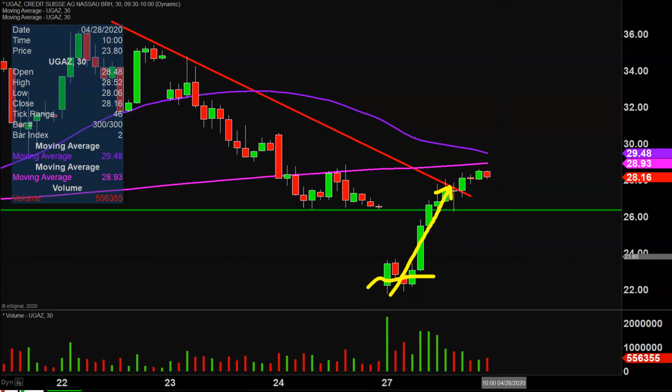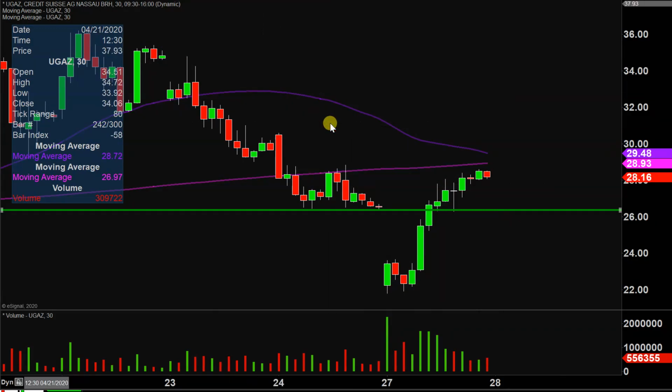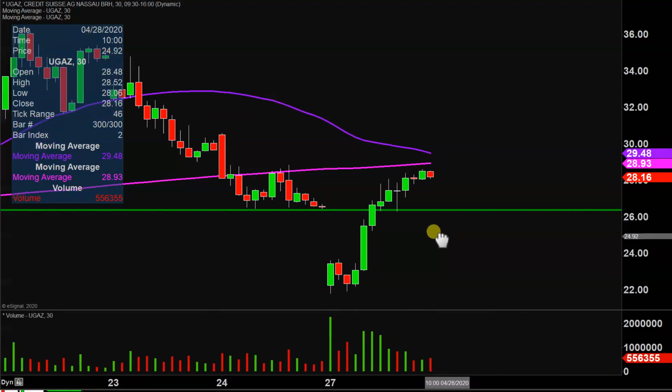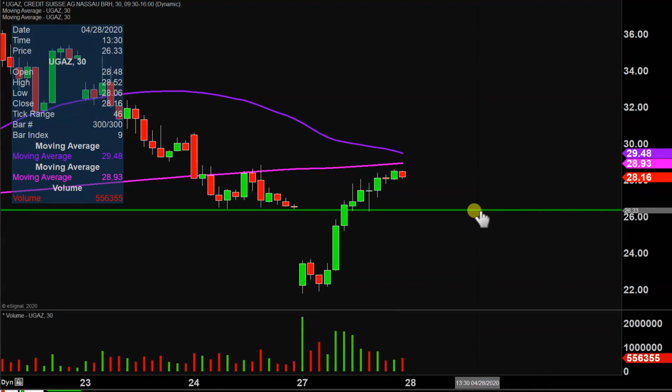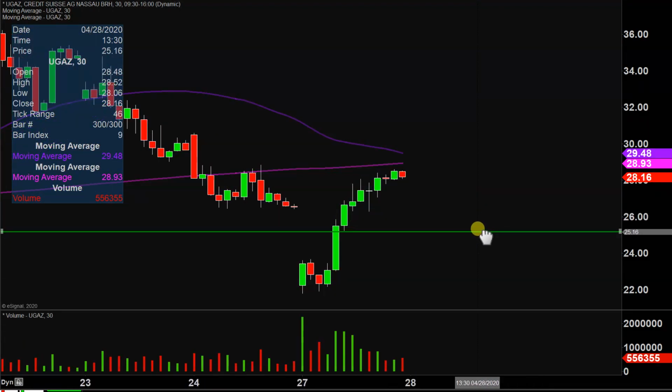Now, yeah, there's a lot of work that needs to be done, but the point here being there is a little trend line break underway. So that's what makes this area right here at $26 very intriguing. Now, I do want to give it a little bit of wiggle room. So what I'm going to do is actually drop that down to the $25 mark.